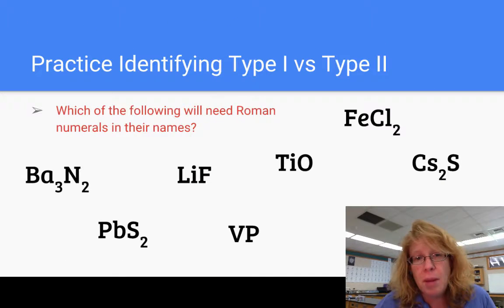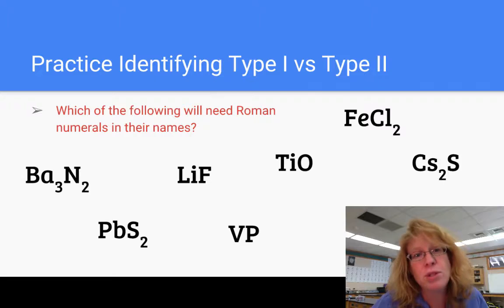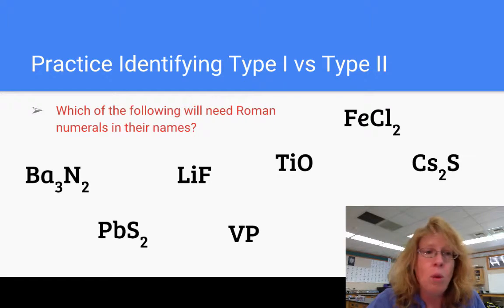All right, here's your couple of practice screens coming on here. We're almost done. So which of these would need Roman numerals? Can you identify the difference between type 1 compounds, which don't need Roman numerals because they're active metals, and type 2 compounds, which do need Roman numerals because they're transition metals? So take a second, look across the screen. Which of these are going to require Roman numerals?